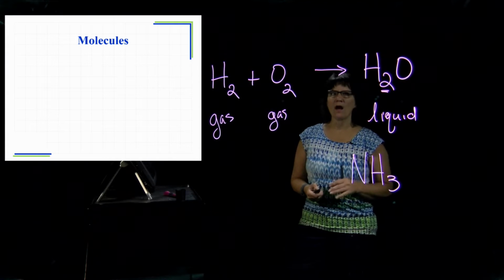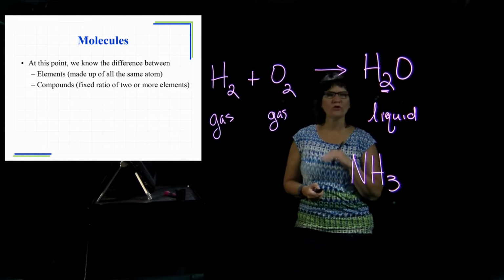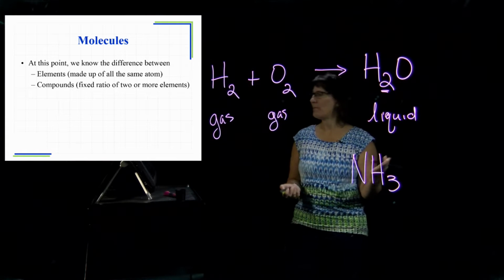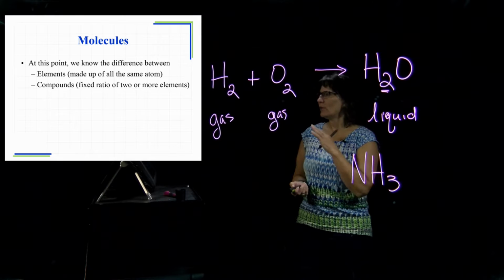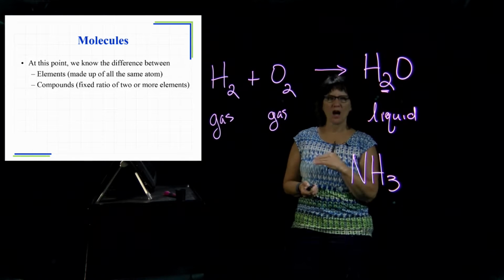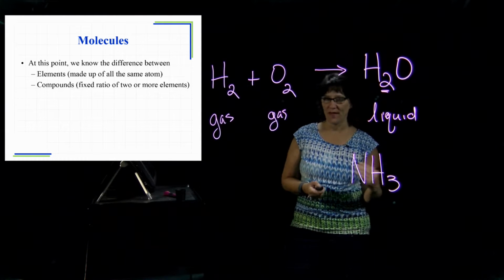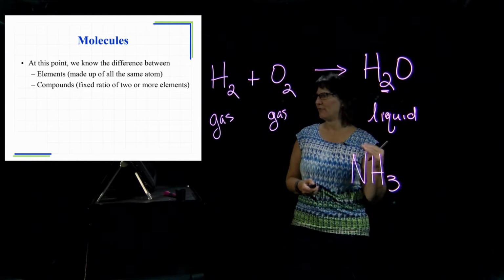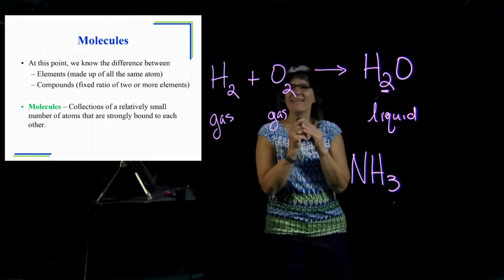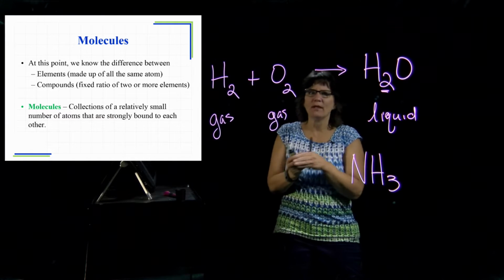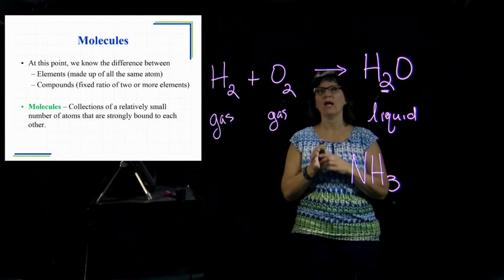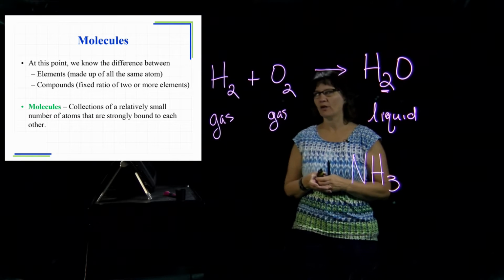Now, a little bit about compounds is the term molecules, but molecules does not have to apply only to compounds. So we've got a difference between elements and compounds. Elements are made up of all the same atom, and compounds are made up of more than one type of atom or more than one type of element in a fixed ratio. What molecules are does not apply to the term element or compounds exclusively. You can talk about molecules for elements, and you can talk about molecules for compounds.